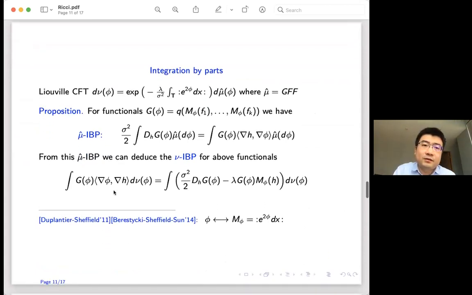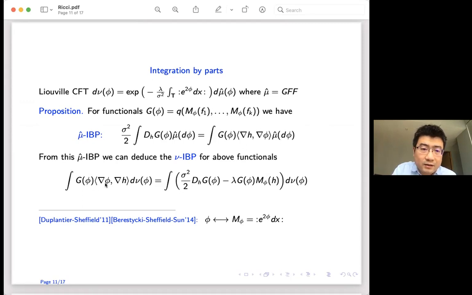Basically we can prove such an integration by parts formula for the Liouville quantum field theory. The Liouville quantum field theory is a measure nu, which is the Gaussian free field times the density, just as Elin asked. So you can first prove an integration by parts for the Gaussian free field, and then based on that, prove an integration by parts for the nu, because you can take the density as part of the test function and then apply the Gaussian integration by parts and so on.